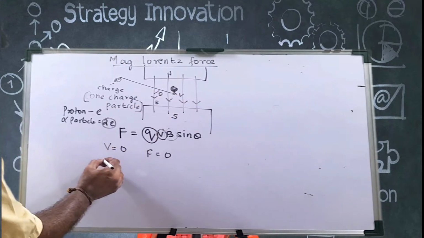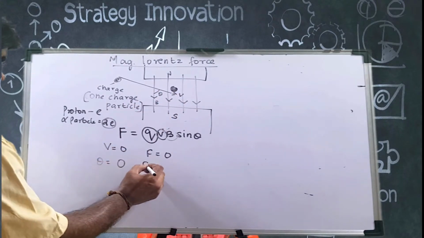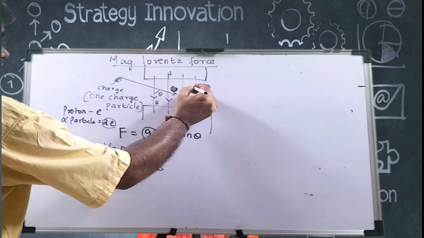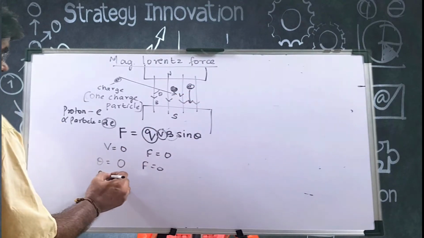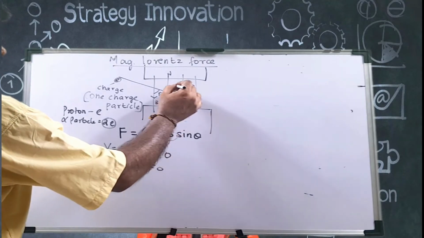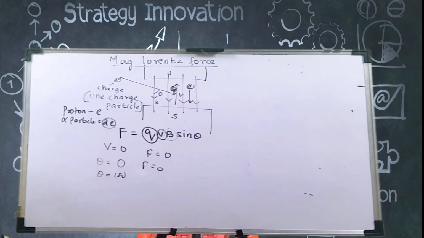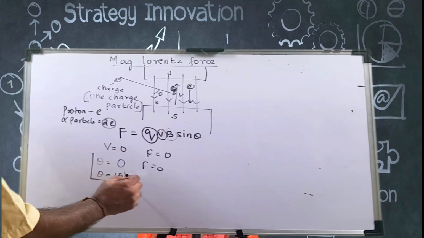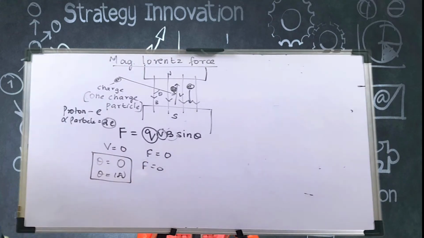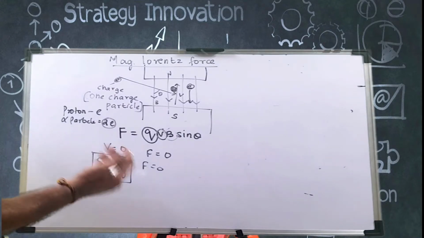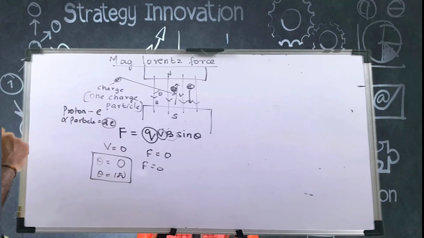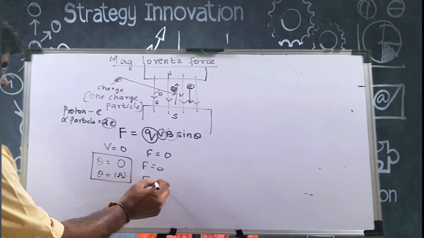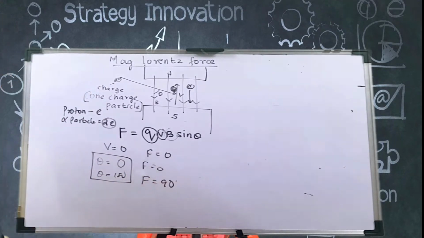So when theta is zero, force is zero. When a charged particle enters the magnetic field parallel, or even at theta 180, which is anti-parallel, it will not experience any force in the magnetic field. So the magnetic field will not give any force on a charged particle when it goes parallel or anti-parallel. But when it goes at 90 degrees, it will have the maximum force acting on the charged particle.